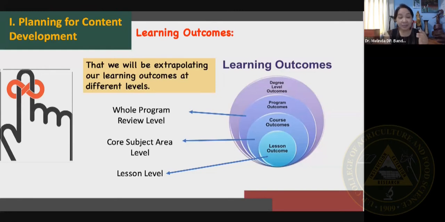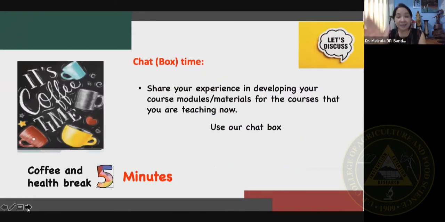Okay? So, but what is important here is, again, there should be the perfect alignment of all these learning outcomes. Hindi po pwedeng yung learning outcome natin sa lesson ay hindi magko-contribute doon sa learning outcome for the whole subject area. So kailangan naka-anchor siya doon at naka-anchor yan doon sa gusto nating ma-achieve for the whole program, for the whole review program. Okay? So yeah, I think, okay, so let's have a break at this point.